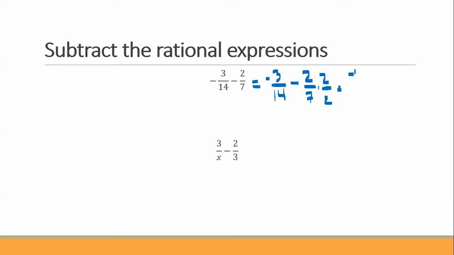So that's negative 3/14 minus 4/14. So that's negative 7/14. And we can reduce because they both have a factor of 7. Divide numerator and denominator by 7, and we have negative 1/2.